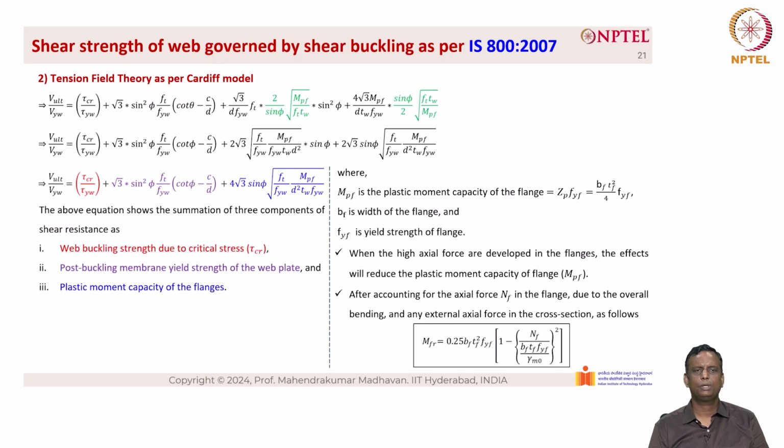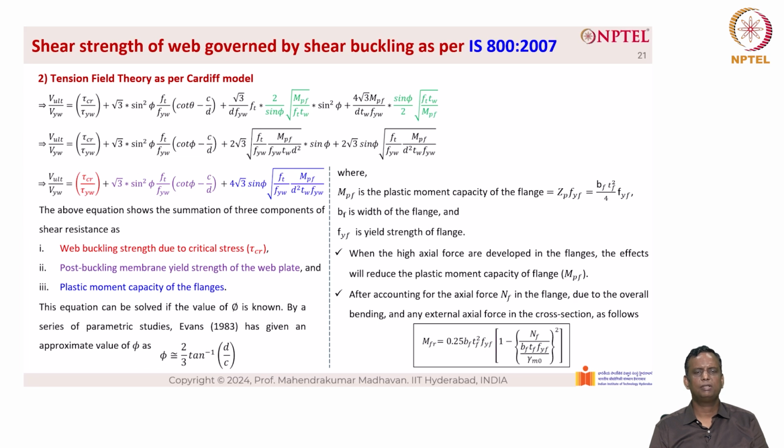So the above equation that you can see on the left hand side shows the summation of three components of shear resistance. The first one is the web buckling due to critical stress, which is tau critical. That is the first equation that is highlighted in red. The next one, which is highlighted in a cyan color, is the post buckling membrane yield strength of the web plate. As you can see, that is root 3 into sin square phi into Ft divided by Fyw into cot phi minus C by D. The third one is the plastic moment capacity of the flanges, which is in the blue color, which is 4 into root 3 into sin phi into root of Ft divided by Fyw into Mpf divided by D square Tw into Fyw. This equation can be solved only if the value of phi is known.